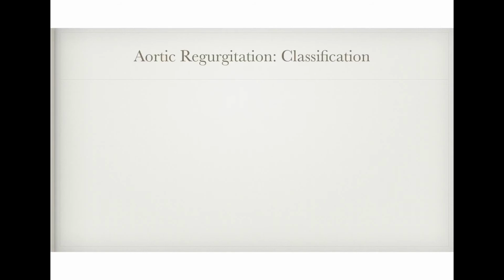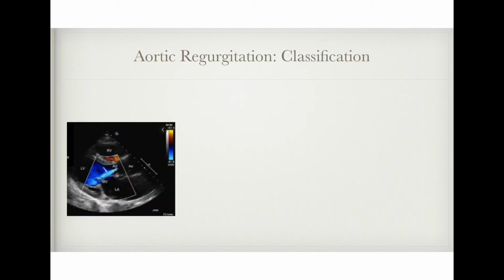Again, we primarily use echocardiography to classify the severity of an aortic regurgitation. Here's an image from a transthoracic echocardiogram in the parasternal long axis view. The left atrium, mitral valve, left ventricle, right ventricle, aortic valve, and the aorta are all labeled here. In this case, we're using color Doppler to show where the direction of blood flow is during this phase of the cardiac cycle, which happens to be diastole. Here you see a jet of blue emerging out from the aortic valve and flowing backwards into the left ventricle, which is indicative of aortic regurgitation.